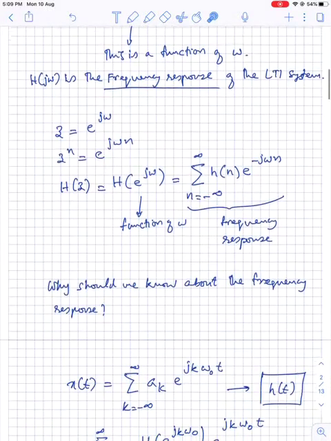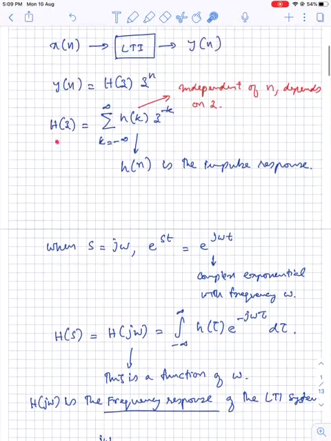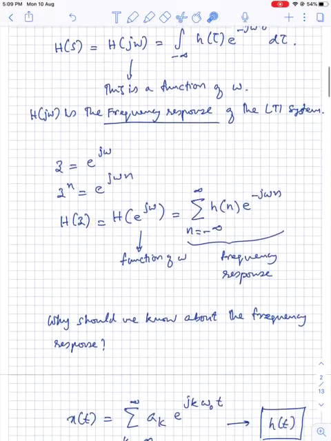Same is the case in discrete time, when z is in particular e raised to j omega, then z to the n becomes e raised to j omega n, and your h of z, which we computed earlier, takes this form, and in the discrete time case, this is known as the frequency response. Similar to the continuous time case, h of e raised to j omega is a function of omega, and it is independent of n. It does not have an n.